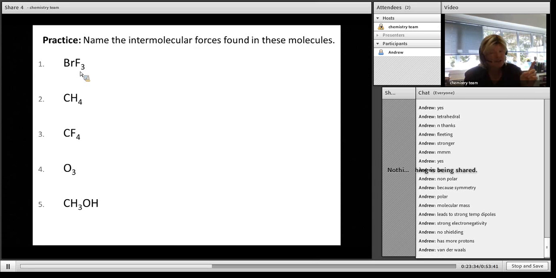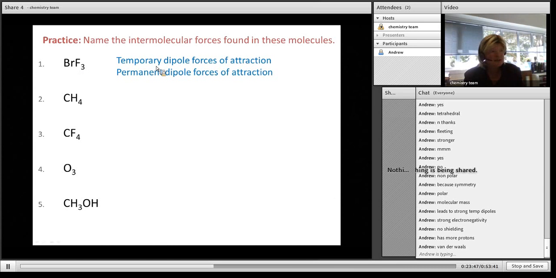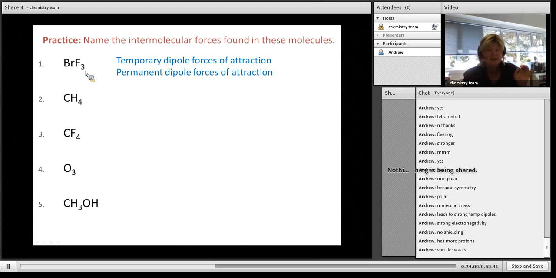Okay, now that is not going to get you anywhere for level 3, Andrew, because you have to be specific. At level 2 that was fine, but not level 3. So you have to say temporary dipole forces of attraction and permanent dipole forces of attraction, because BF3 is a polar molecule. And the only way you're going to know that BF3 is a polar molecule is if you draw the Lewis structure, work out the electron geometry, work out the molecular geometry, and then do the polarity. So do all those steps.